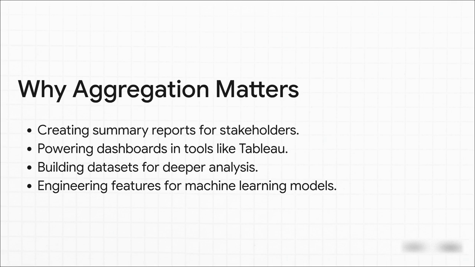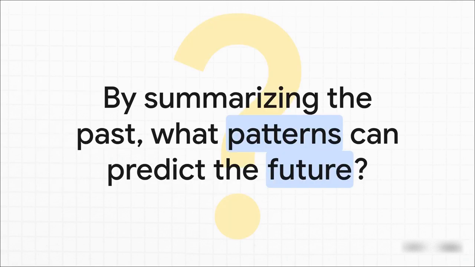And for all you data scientists out there, this is feature engineering 101. These aggregated values are the very things you feed into your machine learning models. So learning to summarize your data, it's not just about reporting on the past. Every time you create one of these summary tables, you're creating a new lens to look at your data. And once you can clearly see the patterns of what did happen, well, that's the first and most important step to making a really good prediction about what's going to happen.